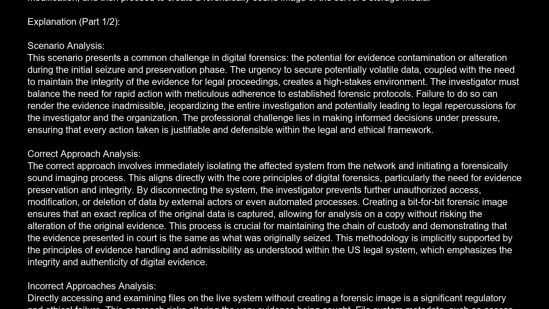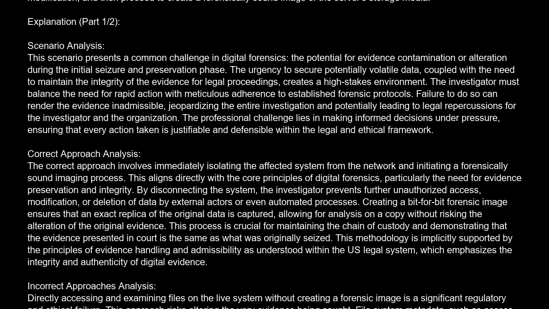This process is crucial for maintaining the chain of custody and demonstrating that the evidence presented in court is the same as what was originally seized. This methodology is implicitly supported by the principles of evidence handling and admissibility as understood within the U.S. legal system, which emphasizes the integrity and authenticity of digital evidence.